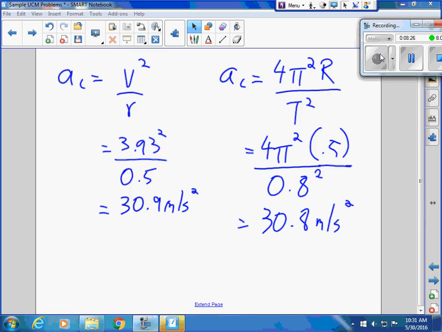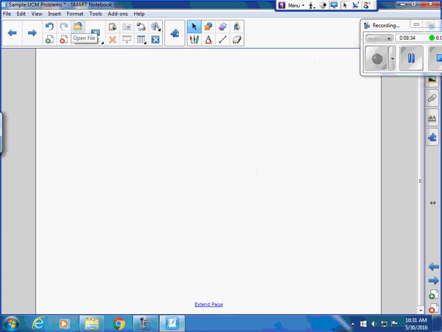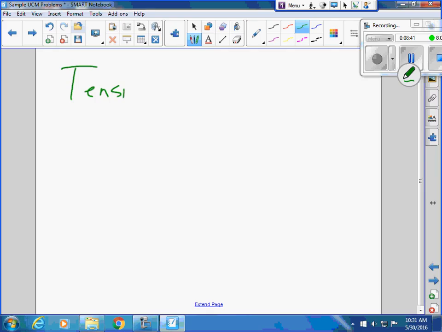Okay, so the tension in the string, I'm going to add another page here. The tension in the string is a fancy way of asking for the force, right? The tension is the centripetal force, right? And so there are actually 3 ways to do it. The easiest way at this point is our old friend, F equals ma.